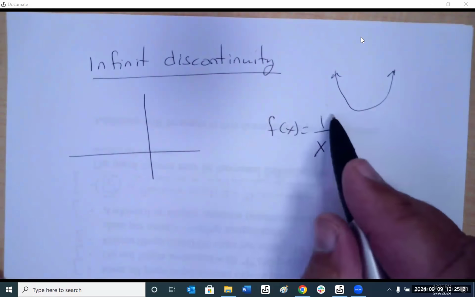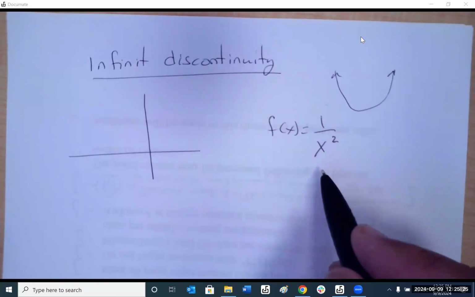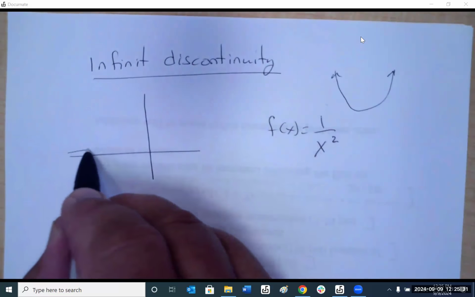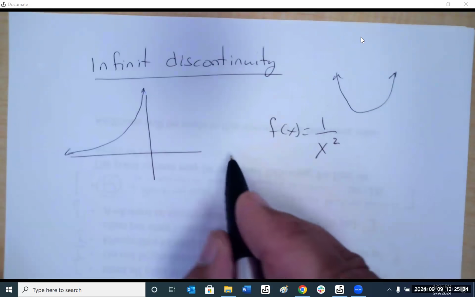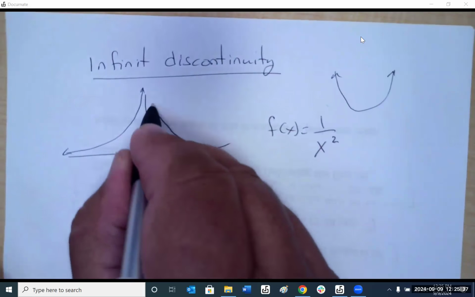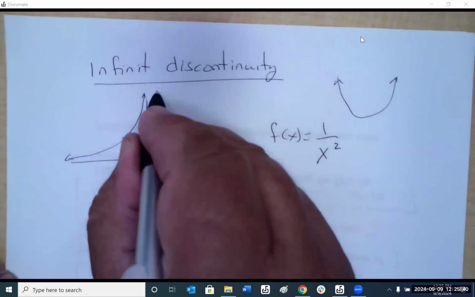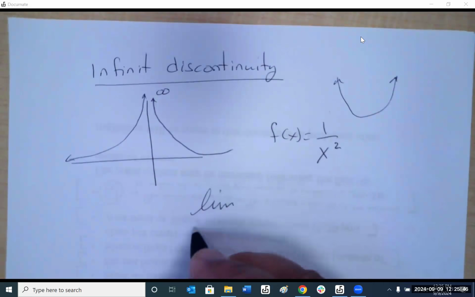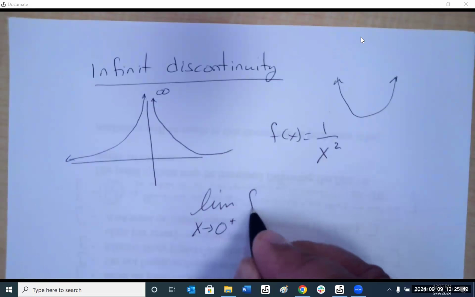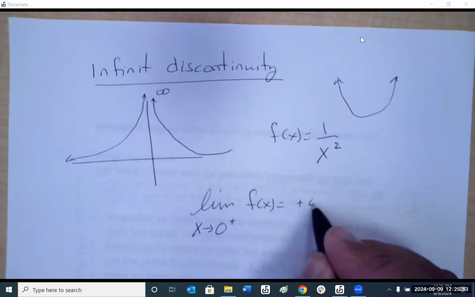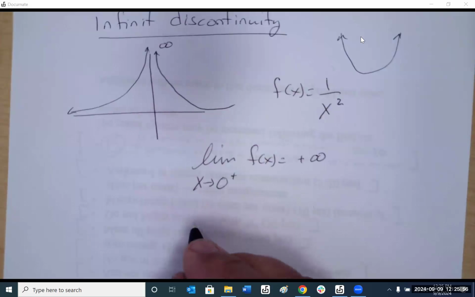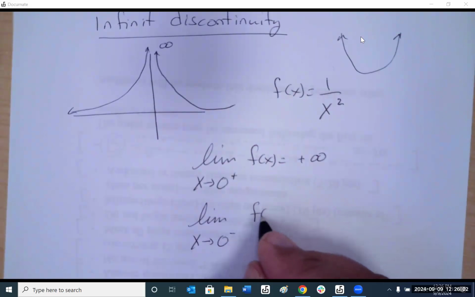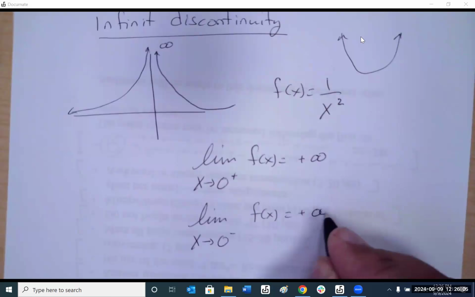So basically, this tells us our domain is everything except 0. When x is negative, y is going to be positive. And when x is positive, y is positive. So here we have it going to positive infinity. The limit as x approaches 0 from the right goes to positive infinity. The limit as x approaches 0 from the left also goes to positive infinity.